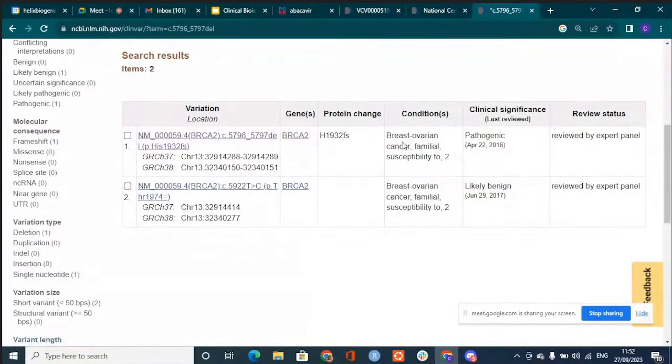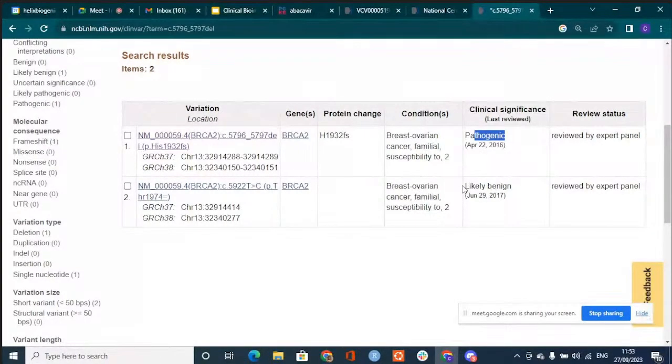BRCA2 gene, and the condition is breast ovarian cancer. It's a familial one, that means it's hereditary. So Sarah may be predisposed to this later in the future, and this kind of variant is very pathogenic, as reported by the first one, the very particular one that we are trying to look at. But this one is very related to this, and that's why we are seeing the output here as well.